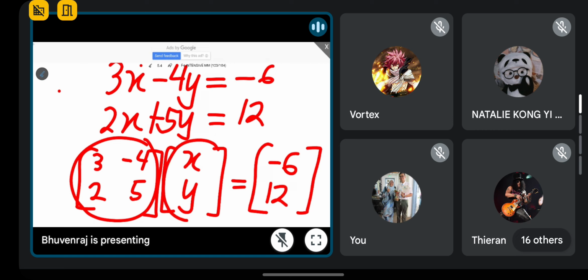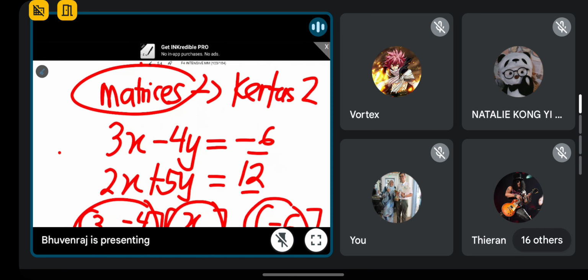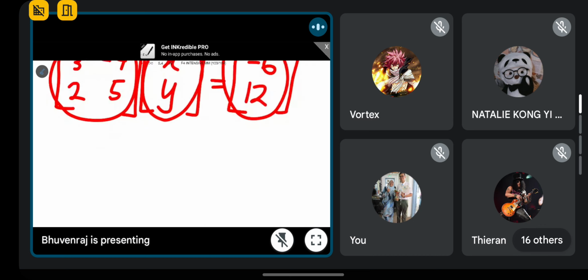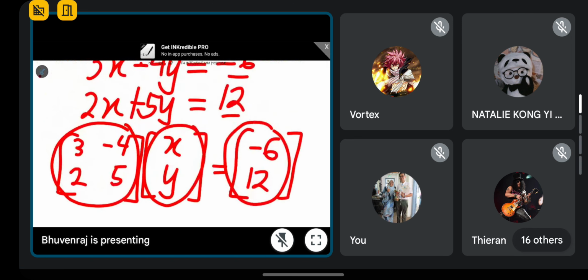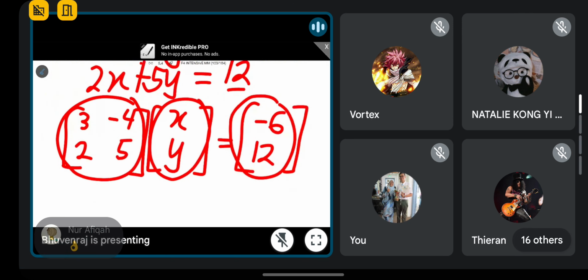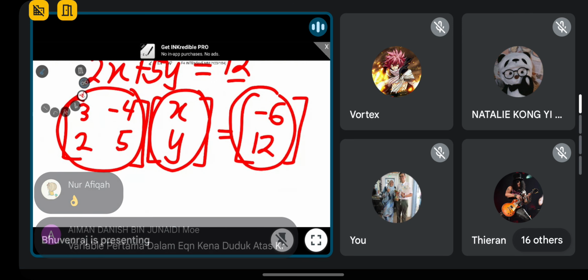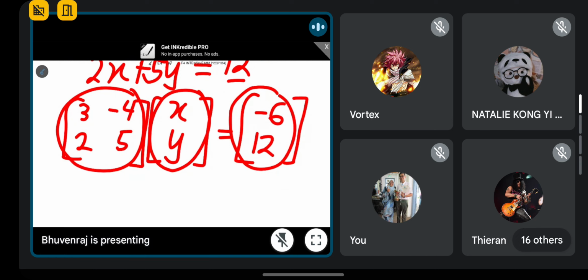Second bracket, of course, you must fill in with X and Y lah, because you want to find the X and Y value at the end, right? Kamu nak cari nilai pemboleh ubah X dan Y kamu. And then equals to the right hand side over here. Okay guys, can understand now how I fill in. This part is the most important part for matrix. Okay, can okay. So this one you must be careful. Variable pertama dalam equation kena duduk atas kiri.